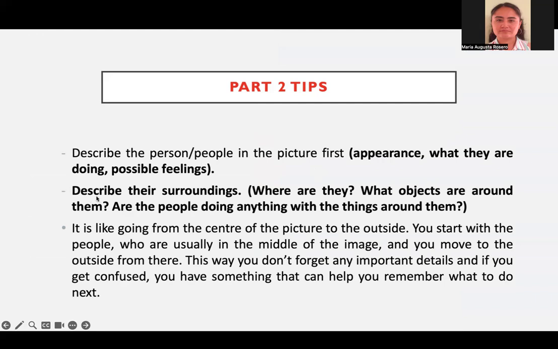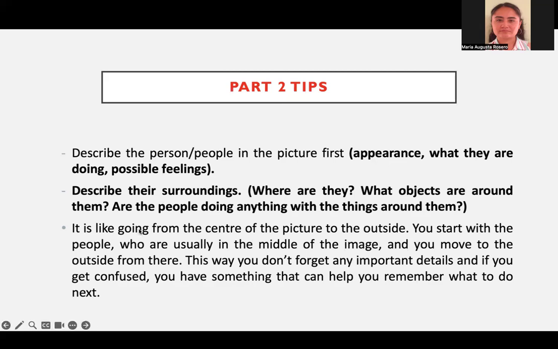You have to describe their surroundings, right? And you can ask yourself these questions in advance, right? Not there on the exam day, no, but before. For example, where are they? What objects are around them? Are the people doing anything with the things around them and so on?